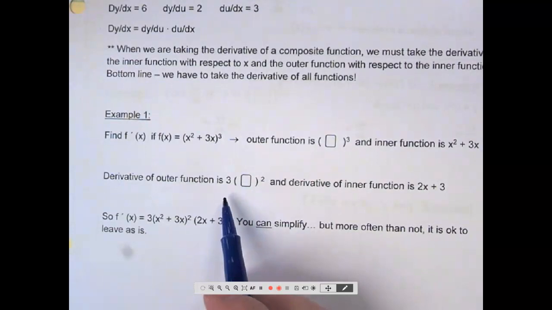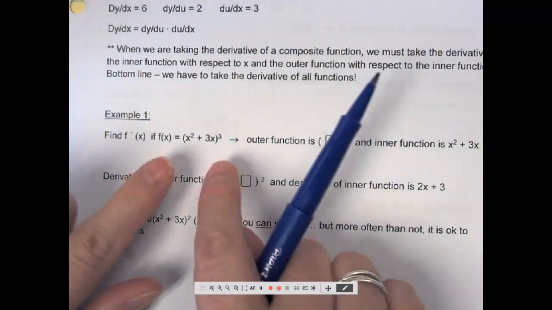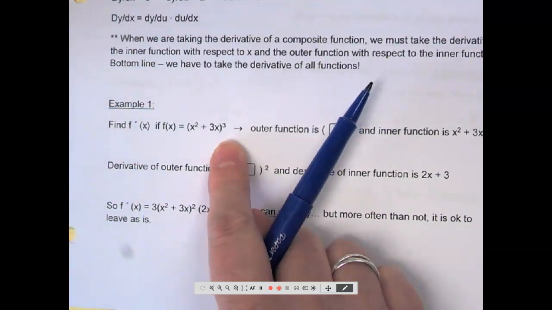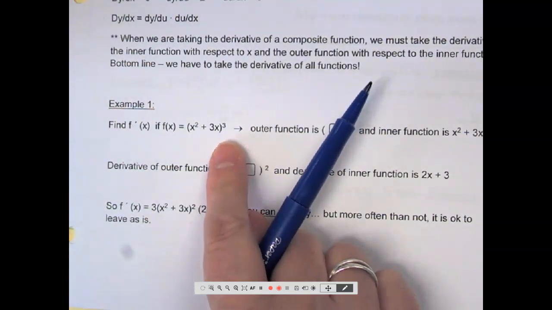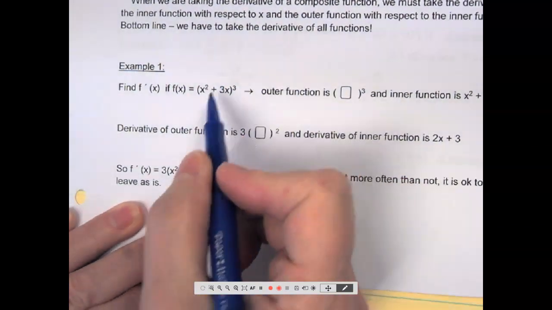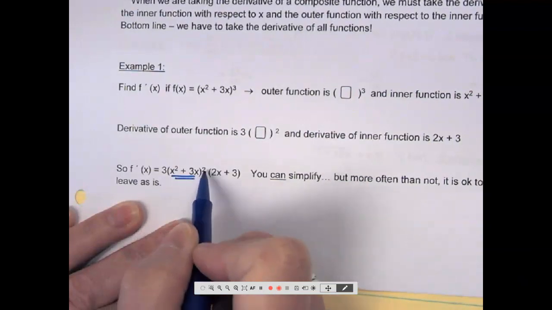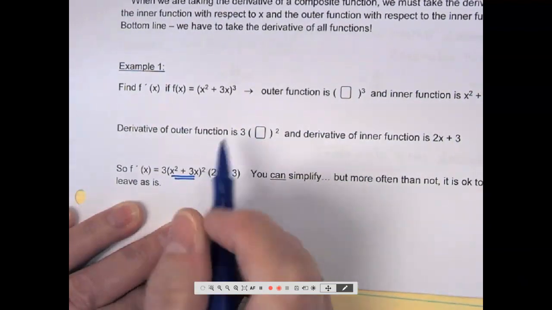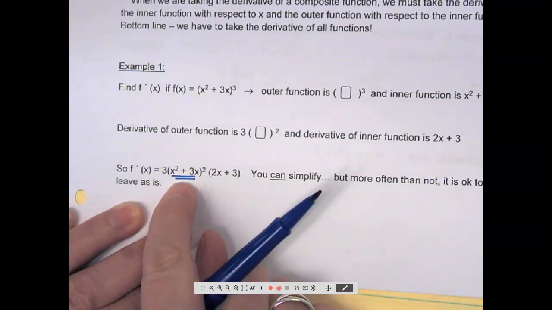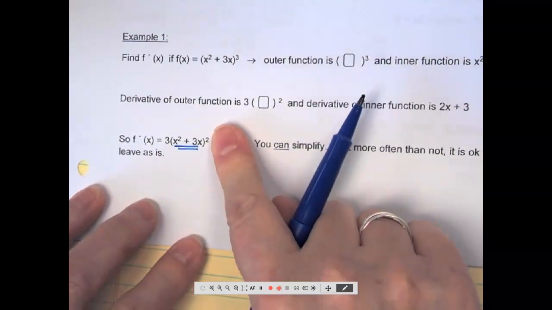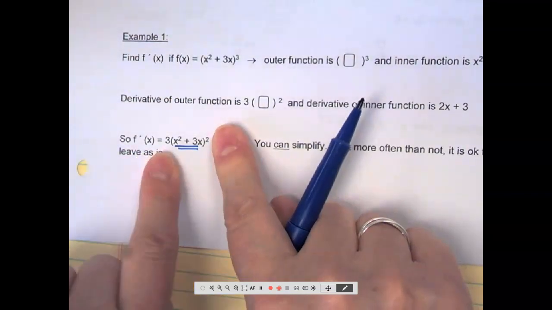We're going to start with the outer function. And when I look at this, I would think the outer function is that cubed, the power. So I'm going to take care of just that derivative first. So I will bring the 3 down, and then all that stuff is now raised to the 2. Notice I didn't change this or take its derivative yet. So all that represents is the derivative of something being cubed.